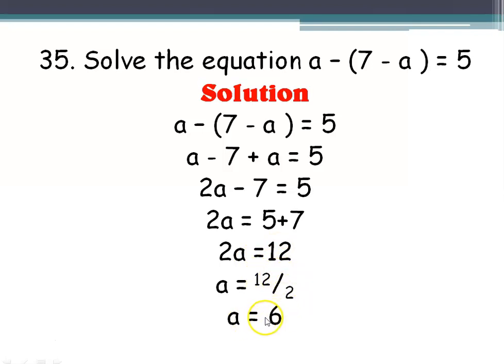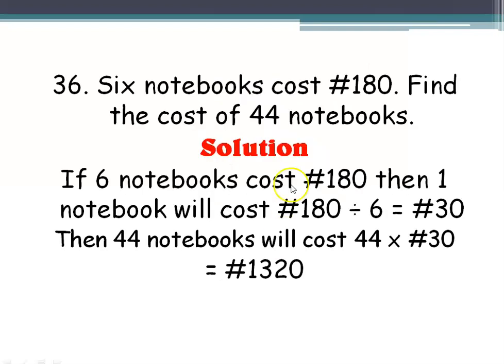So a is equals to 6. Is that taken? That's the final answer. Alright. Question 36. 6 notebooks cost 180 naira. Find the cost of 44 notebooks.